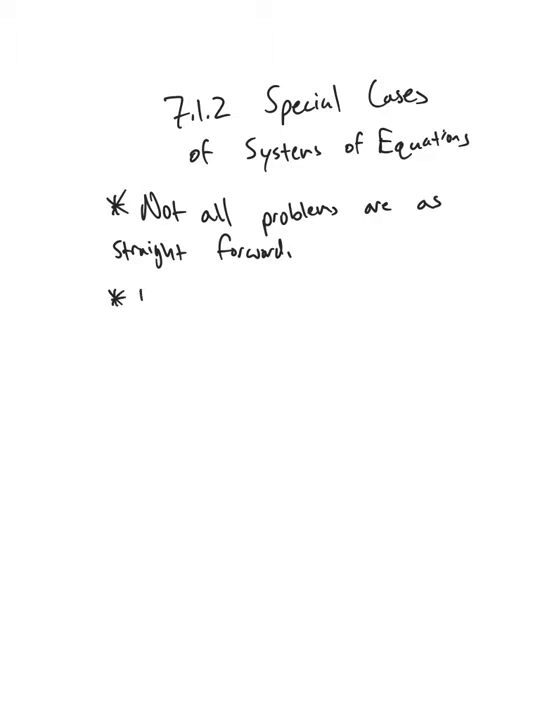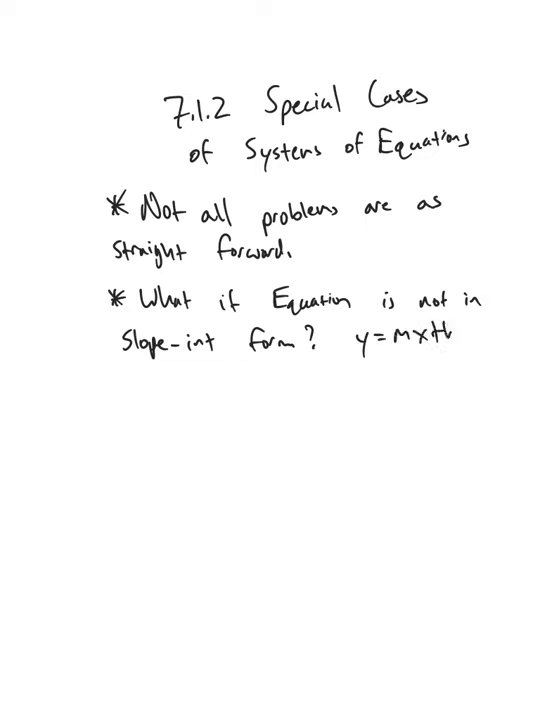Also, what if the equation is not in slope-intercept form, which is the y equals mx plus b. Okay, so what if they're not in that form? Like this first example, this is a special case of a system of equations.